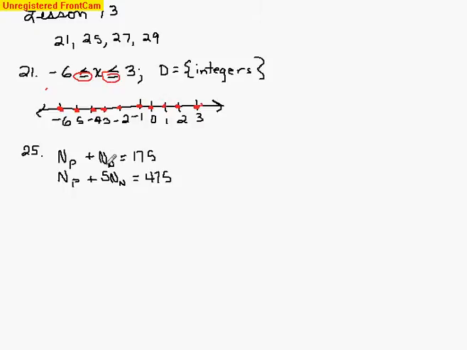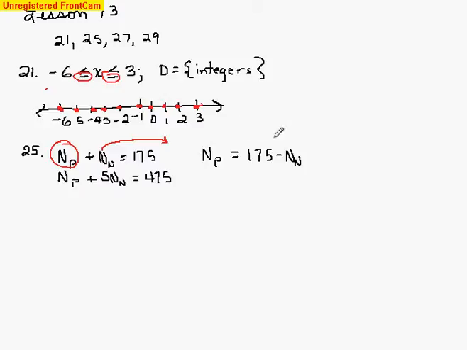It doesn't matter which variable you choose. Let's just pick this one. I'm going to get n sub p by itself, which means I have to bring the n sub n over there. You don't just pick it up and bring it over, you subtract it from both sides. So we get n sub p equals 175 minus n sub n. Now we're going to substitute. You have to do this one by substitution. Elimination looks really easy, but they say substitution.